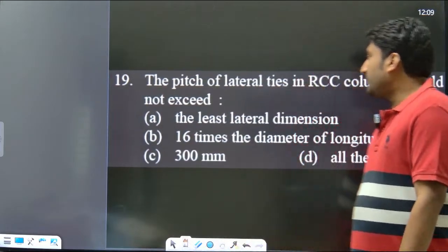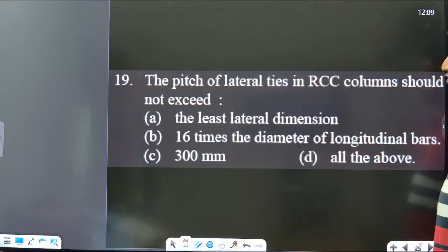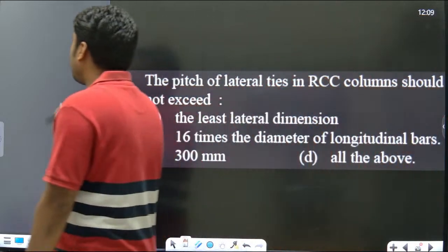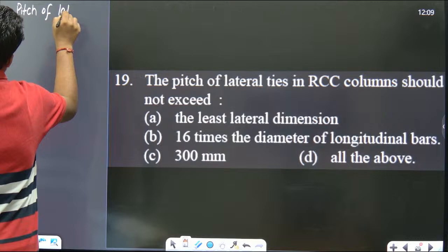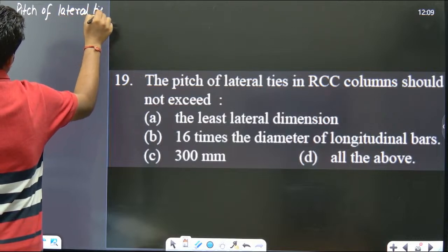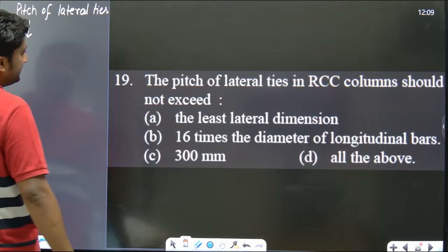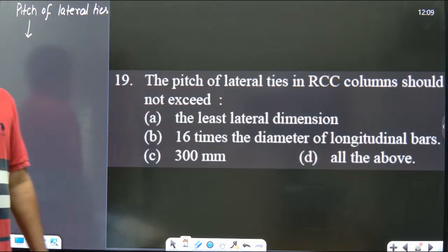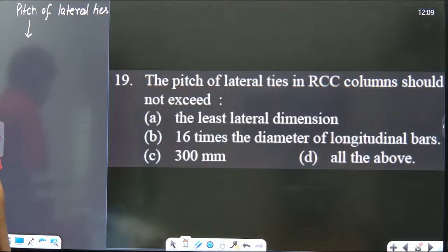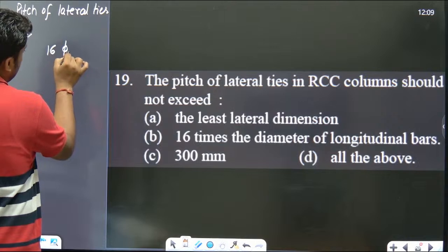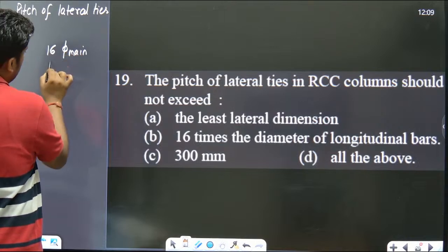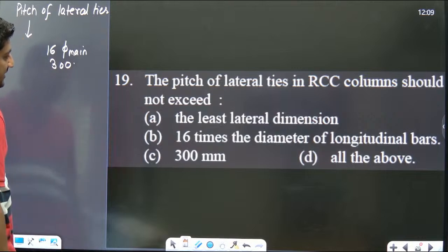The pitch of lateral ties in an RCC column should not exceed... Answer this question. The pitch of lateral ties in an RCC column should not exceed the least lateral dimension, 16 times the diameter of main longitudinal bars, or 300 mm. Okay, should not exceed the least lateral dimension.